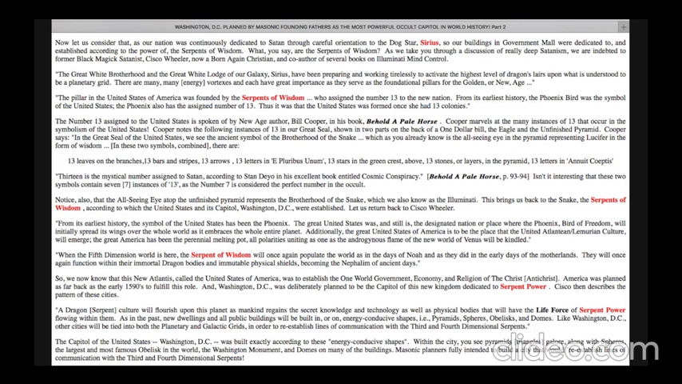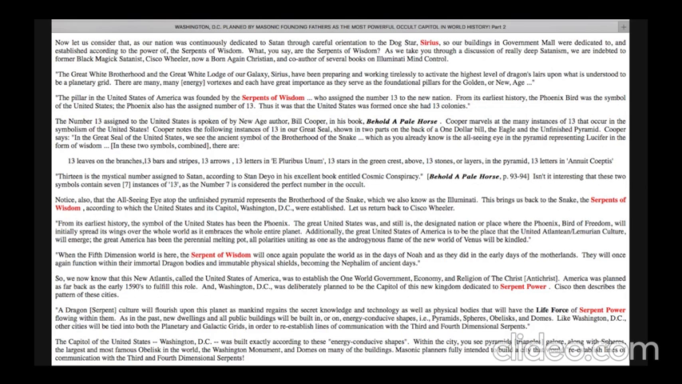A dragon serpent culture will flourish upon this planet as mankind regains the secret knowledge and technology as well as physical bodies that will have the life force of serpent power flowing within them. As in the past, new dwellings and all public buildings will be built in, or on, energy-conducive shapes: pyramids, spheres, obelisks, and domes. Like Washington, D.C., other cities will be tied into both the planetary and galactic grids in order to re-establish lines of communication with the third and fourth dimensional serpents.